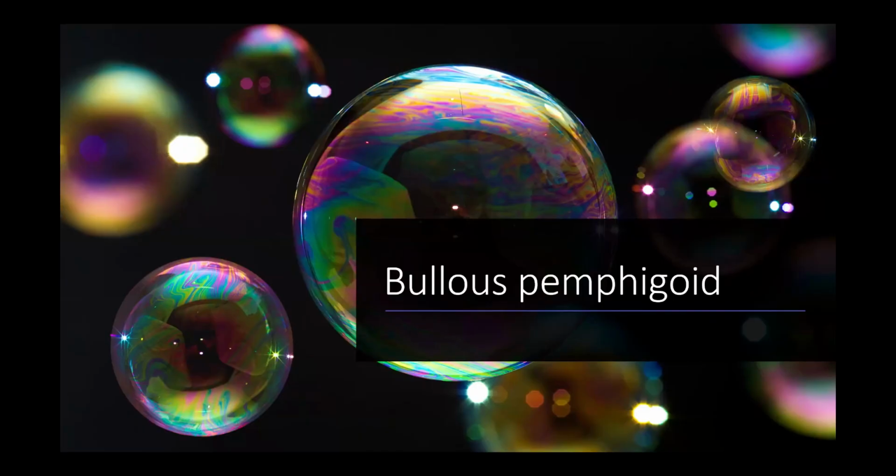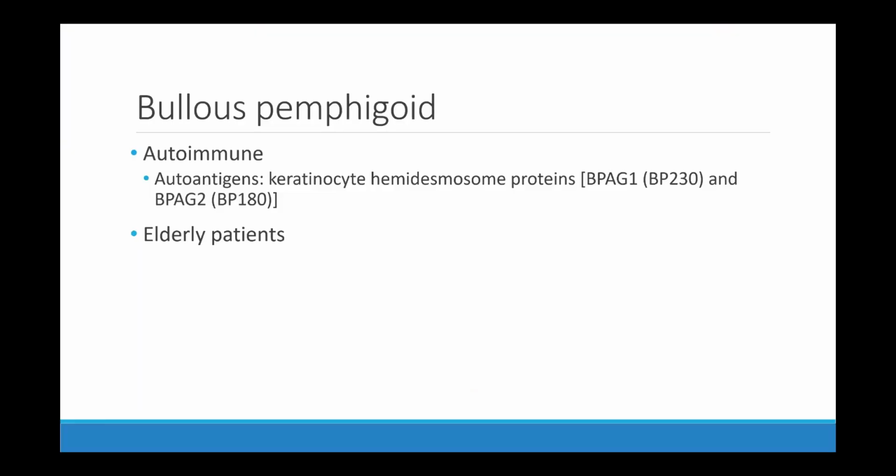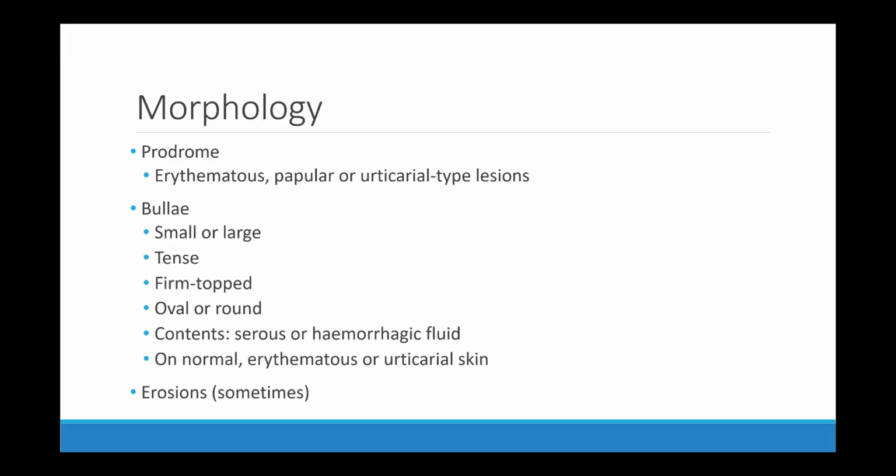Our second condition that we are exploring today is known as bullous pemphigoid. Bullous pemphigoid is another autoimmune blistering condition caused by autoantibodies against your keratinocyte hemidesmosome proteins known as BPAG1 or BP230 as well as BPAG2 or BP180, and this is a condition often seen in elderly patients.